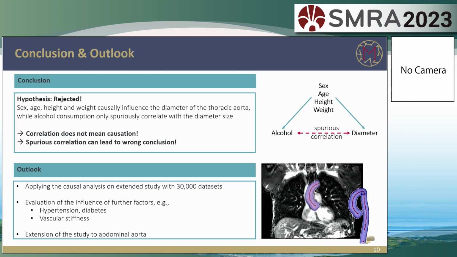So we can conclude that it's really important to figure out if we have spurious correlations in our data sets, since they could basically exist in any kind of data set. And in our upcoming work, we would like to extend our analysis. So now we used 11,000 data sets, but we have access to 30,000. So we want to extend our work to that, and then also find out which more factors influence the thoracic aorta, and then additionally we also have access to the abdominal aorta, so we want to extend the study to that as well.